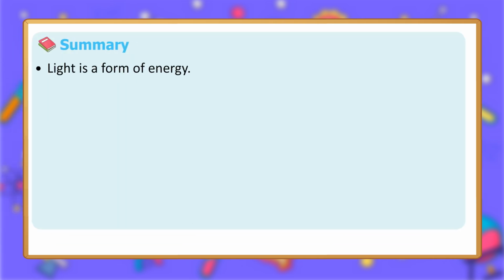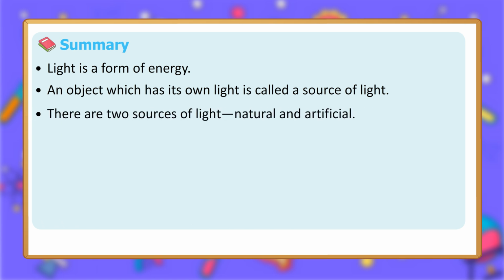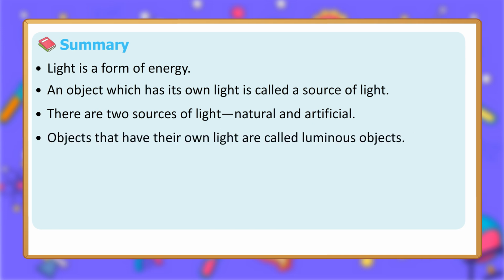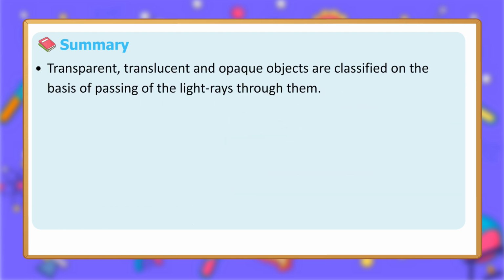Summary. Light is a form of energy. An object which has its own light is called a source of light. There are two sources of light, natural and artificial. Objects that have their own light are called luminous objects. Light travels in a straight line.